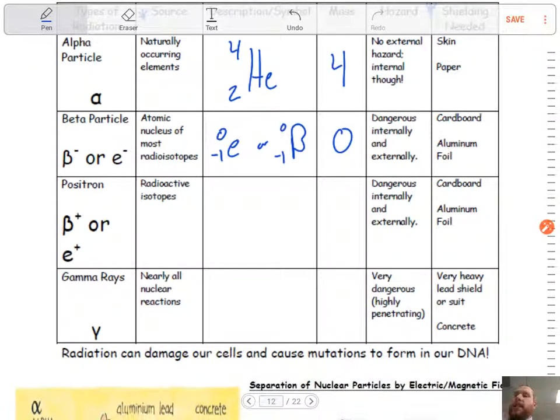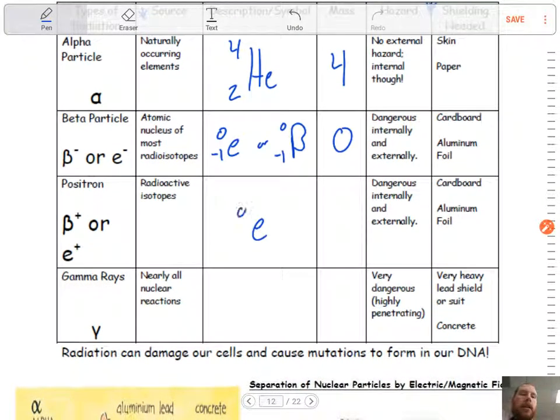Positron, radioactive isotopes only. All right, they look like this. They have no mass as well. They're dangerous internally and externally, but again, very similar, because these are basically the same thing, except one's the formation of a proton and one's the formation of a neutron. So cardboard and aluminum foil with those.